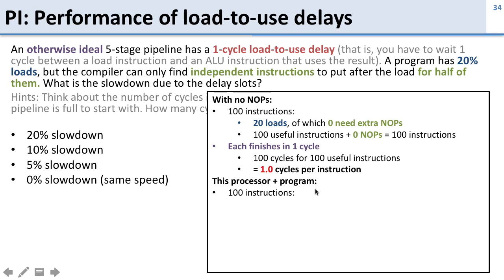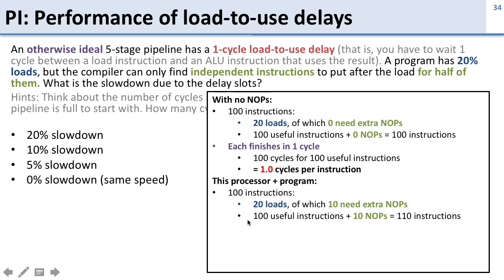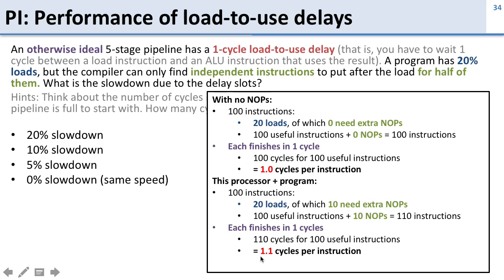Now let's take a look at this other example, which isn't perfect. So for 100 instructions here, we're going to have 20 loads, of which 10 of them are going to need an extra no-op. So this means we have 100 useful instructions plus 10 useless no-ops, so 110 instructions to do the same amount of work. Since the processor finishes each instruction in 1 cycle, we're going to do 110 cycles for 100 useful instructions. And that's going to give us 1.1 cycles per instruction. So this new one here is now 10% slower than the other one. So with this load-to-use delay, and a program where the compiler can only do this well, we've slowed down our program by 10% because of this.